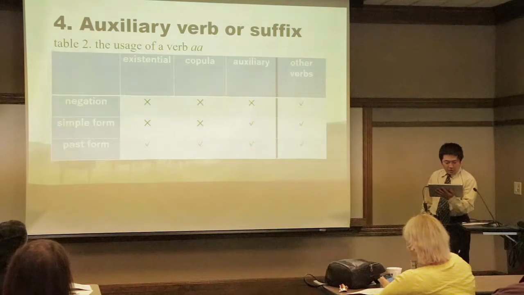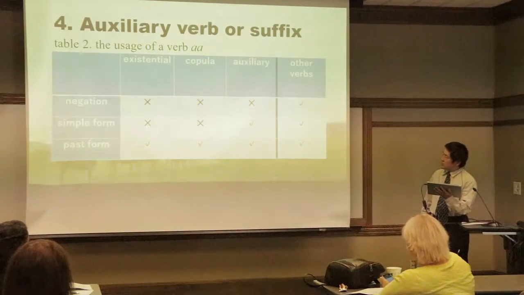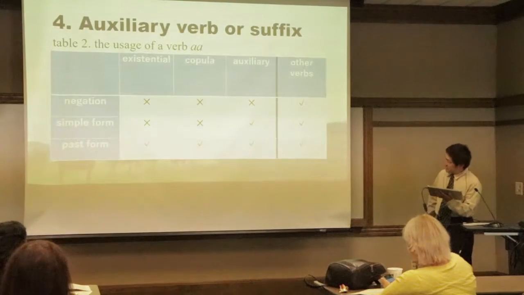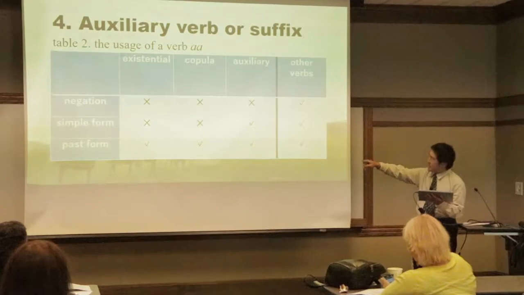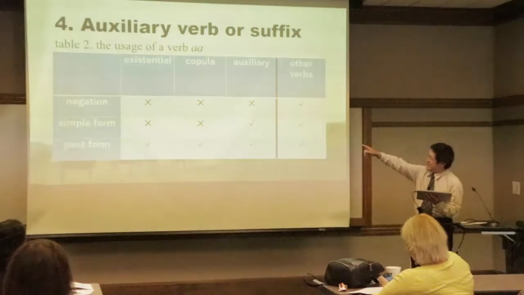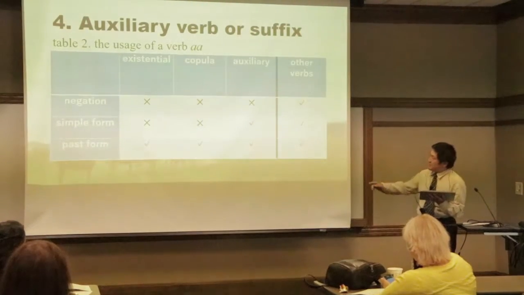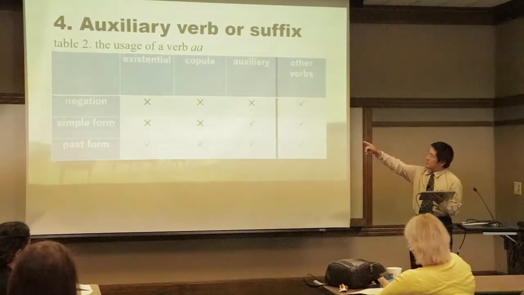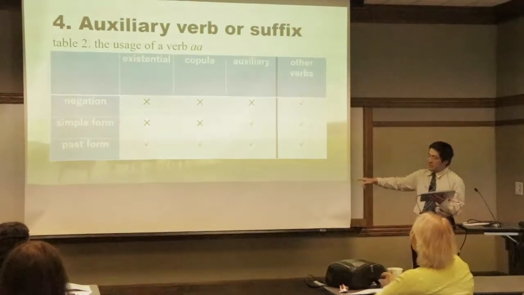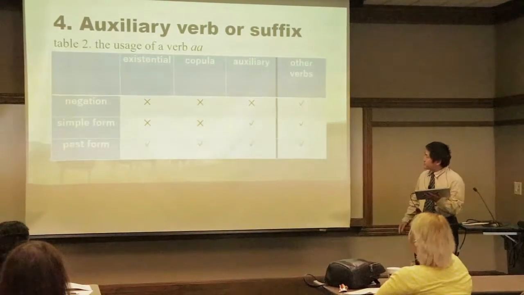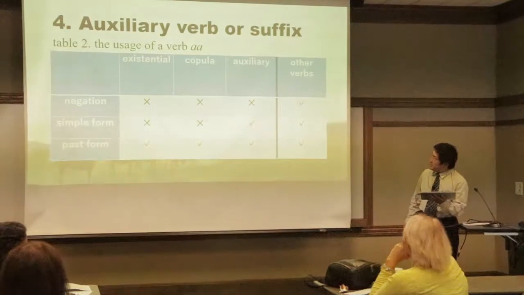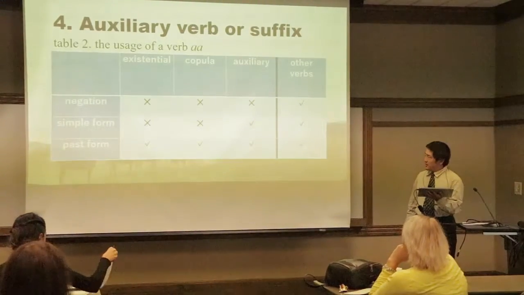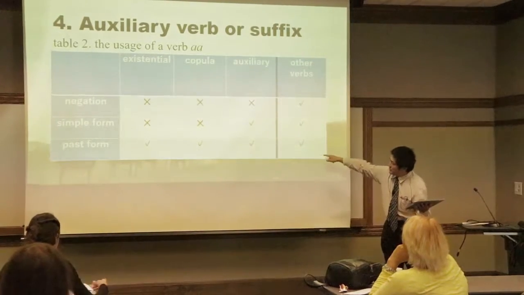Auxiliary verb. So far, I explained the three uses of the verb a. Negation is not accepted for the existential use and copular use, nor is the simple form, non-past and non-progressive, accepted in the existential and copular uses, but the auxiliary use accepts the simple form. So I'd like to say existential and copular use of R is verb. They are verbs, so they have verbal form, past form.